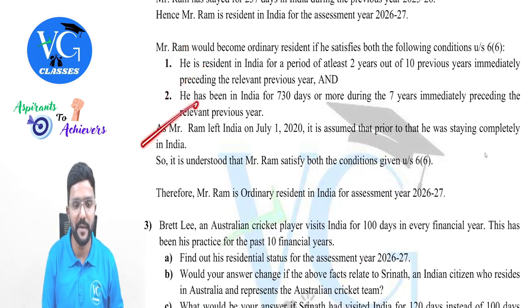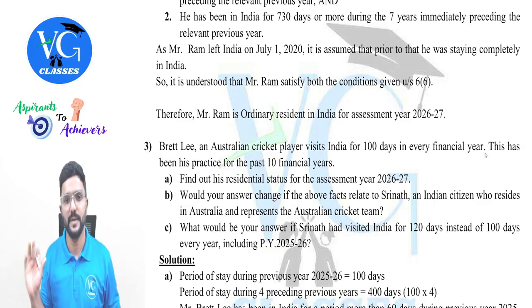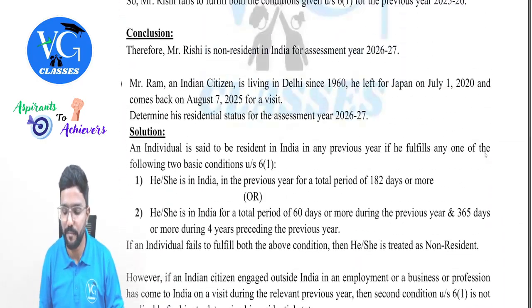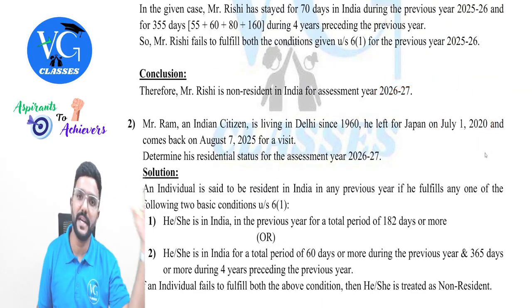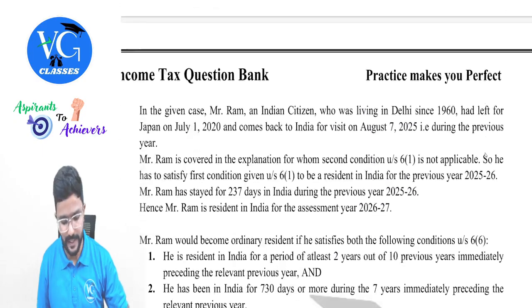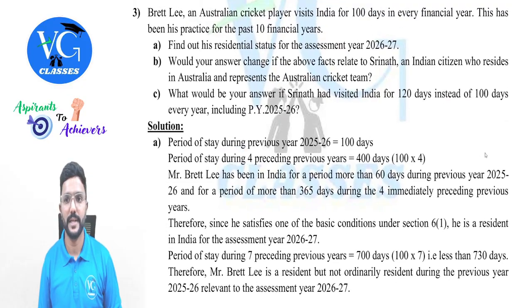Yes. You can see here, I have given a sentence. As Mr. Ram left India on 1st July 2020, it is assumed that prior to that he was staying in India completely. So it is understood that numerically we cannot prove it. It is understood that he has satisfied both the conditions given under section 6.6, guys. Because when you are counting these 7 years and 10 years, even the time period before 1st July 2020 will come. In such a case, as he was in India completely before that, he would have satisfied both the conditions given under section 6.6, guys. Clear? Yes. So he is a resident and ordinarily resident. Let us move to the next question.